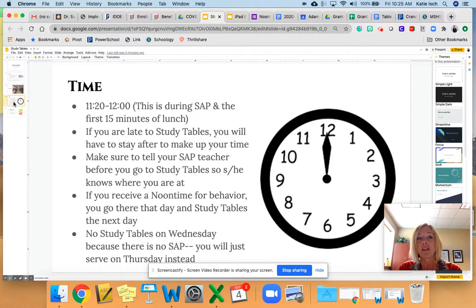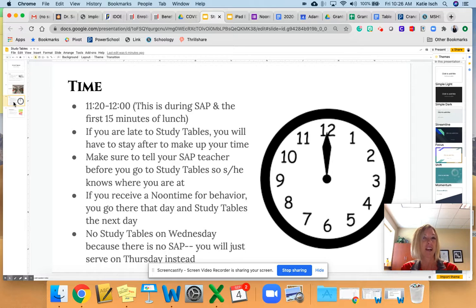The time, when is it going to be? It's from 11:20 to 12. This is during SAP, which goes from 11:20 to 11:45, and then during the first 15 minutes of lunch. So you're going to miss some of your lunchtime too. That's going to give you plenty of time, 40 minutes to get that work done. If you're late to study tables, if you can't get there and you walk in late, you're going to stay after. So at 12 o'clock, people who are on time can leave, and you're just going to have to stay until Mr. Swales lets you leave. If you come late, you leave late. That's going to be the rules.